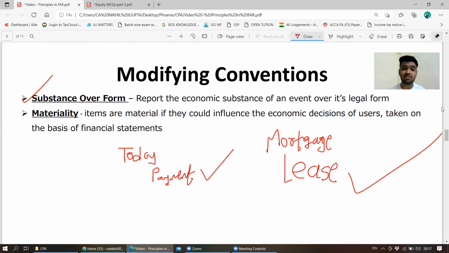And yes, it is because he is the real user of the asset on a daily basis. Now, the next convention, materiality, focuses upon the presentation in the financial statements.